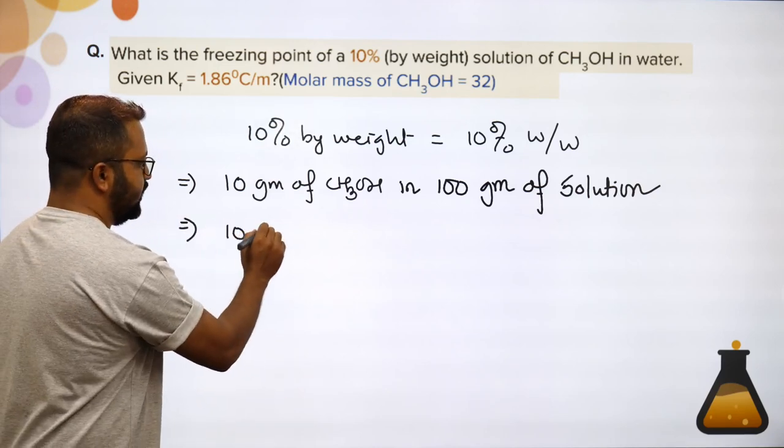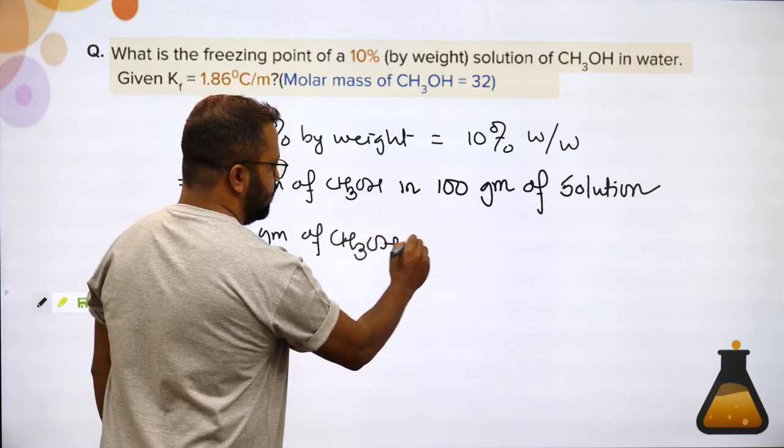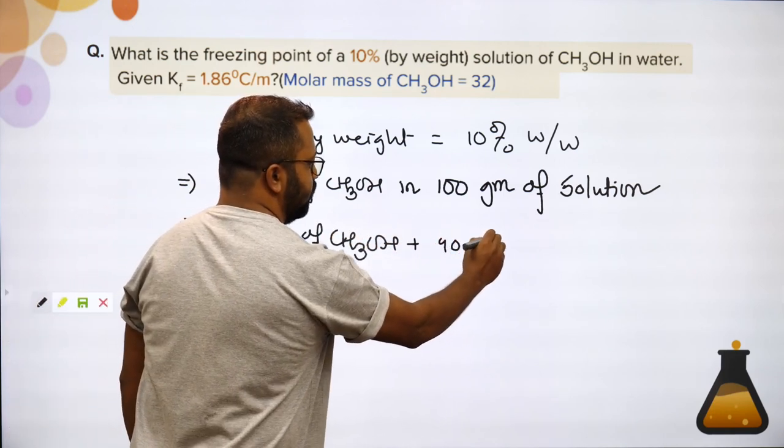So it means 10 gram of CH3OH plus 90 grams of water.